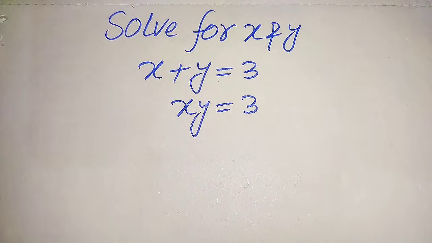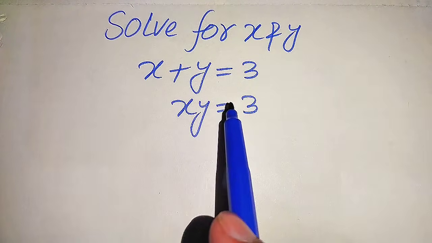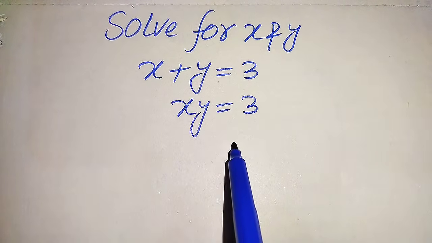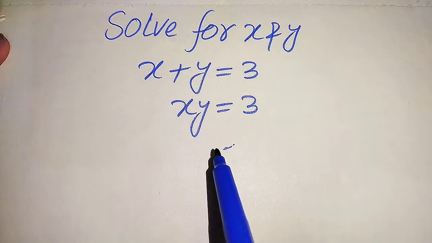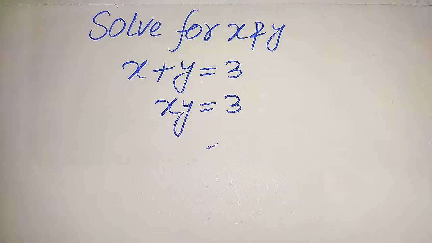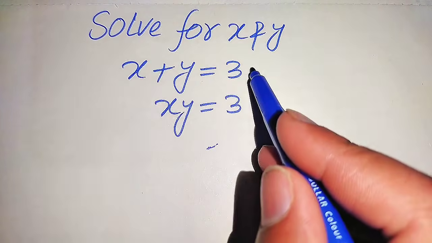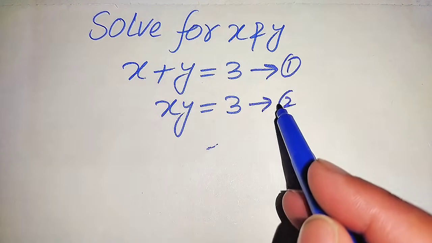So here we have a nice system of equations. If x plus y equals 3 and xy is also equal to 3, we solve this problem for all the values of x and y. For the values of x and y, we need to solve both of these two simultaneous equations. Now first we call this our equation number 1 and this our equation number 2.